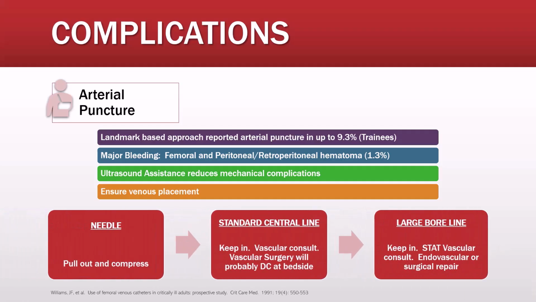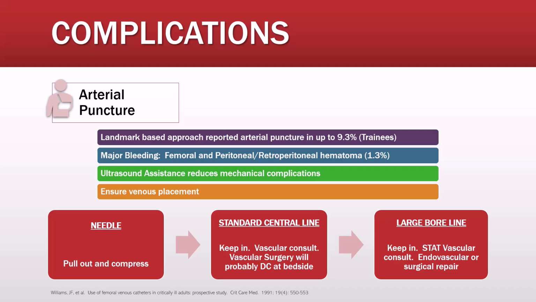Now, what if you do have an inadvertent arterial puncture? If it's just the needle, withdraw the needle, compress, and observe. A standard central line ranges between a 5 to 7 French. If you have an inadvertent insertion of a central line into an artery, keep it in. Consult vascular. As a generalization, vascular surgery would probably discontinue that line at bedside under direct observation of their team.